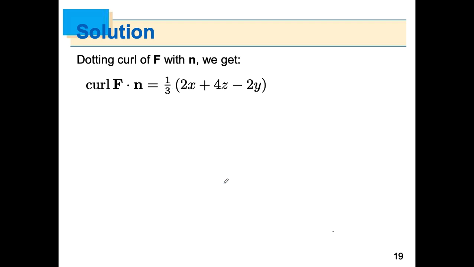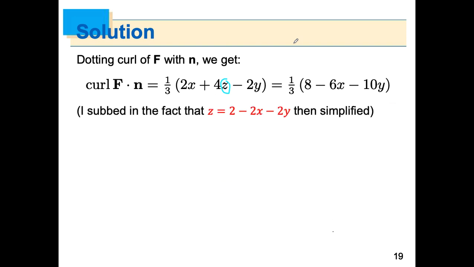And of course, dotting the curl of f with n, we get pretty easy. The 1/3 just kind of comes out. We get 2x plus 4z minus 2y. Remember, I do not want z involved because it's only dx dy, it's not dz. So I need to replace z with the relationship that we have from before. Once I plug in for z and clean it up, we simplify, and we end up getting this as our curl of f dotted with the unit normal.